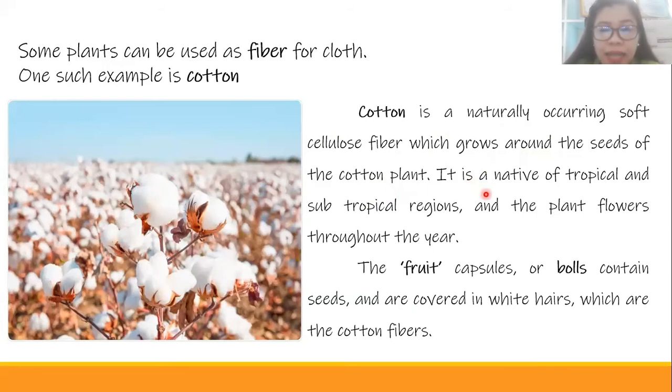It is a native of tropical and subtropical regions, and the plant flowers throughout the year. The fruit capsules or the balls contain the seeds that are covered in white hairs, which are the cotton fibers. You can see the white over there. So they are the cotton fibers. This is how the cotton plant looks like. Okay, so let's proceed.